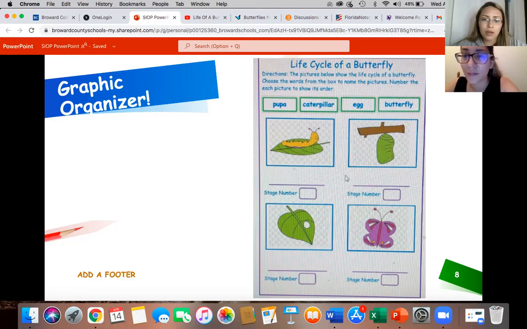Okay, so let's move on with this. So the first picture, what is this, boys and girls? Correct. This is a caterpillar or a larva. So now what you'll do is you will write the word caterpillar on the line. And let's think and remember what stage of the life cycle of the butterfly is the larva. Is it stage 1? Is it stage 2? Is it stage 3? Or is it stage 4?